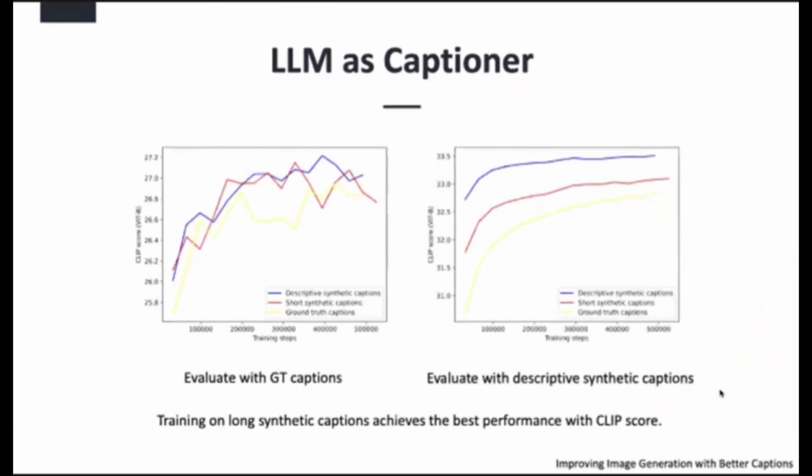And another aspect is leveraging large language models as a captioner, which performed very effectively in the DALL-E 3 paper, in which they find that training on long synthetic captions achieves the best performance with CLIP score, and it performs very well on both the ground truth captions and also the long synthetic captions.